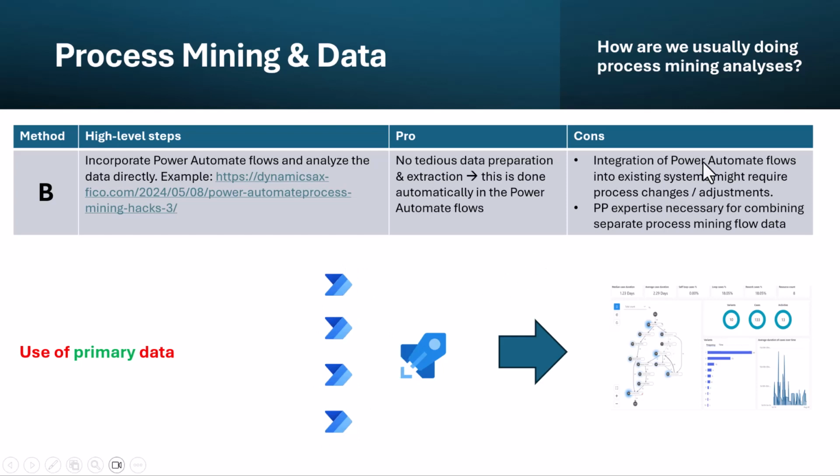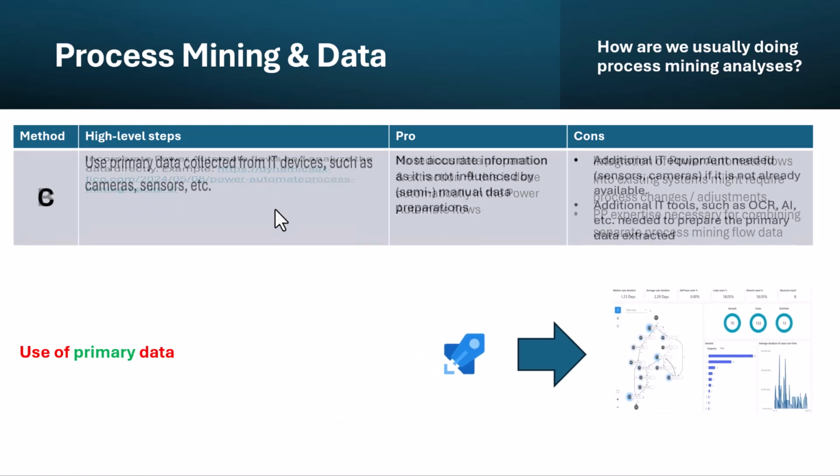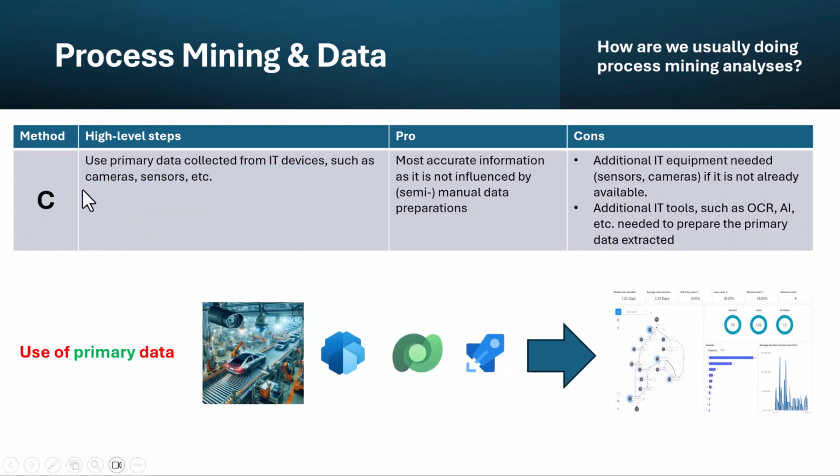Of course, what is different and needs some changes is that you need to integrate these Power Automate flows into your systems, and that might require a kind of process change, and also you need some kind of Power Platform expertise. But once you have that available, you can just use the standard pipelines and then create a single combined process mining analysis for all of the different flows that basically support a single process. And as I said, have a look at this blog post if you do not remember how this can be done.